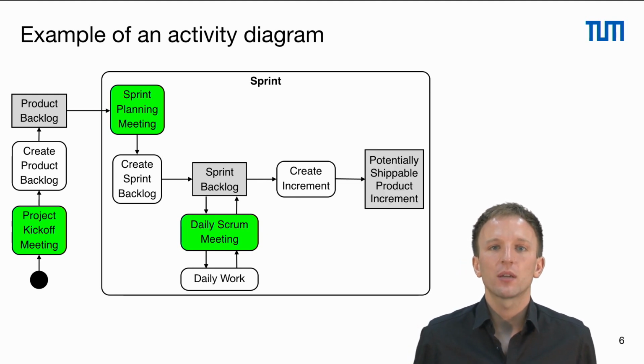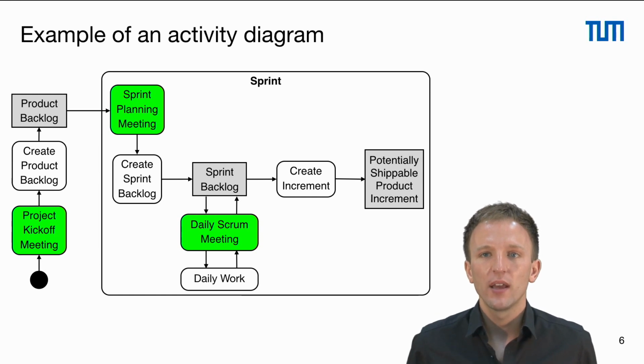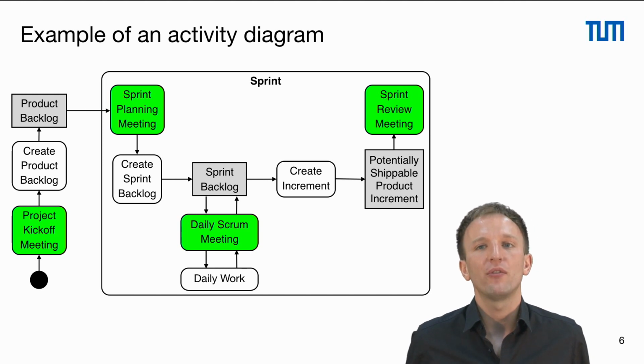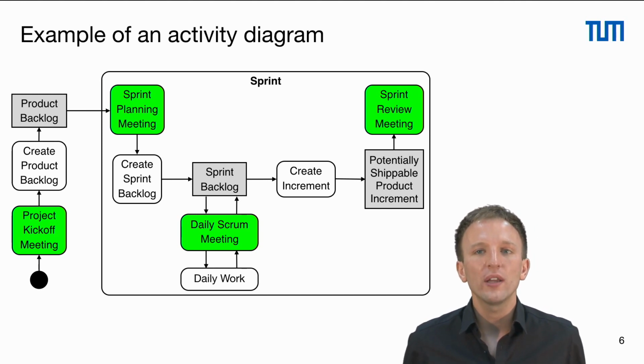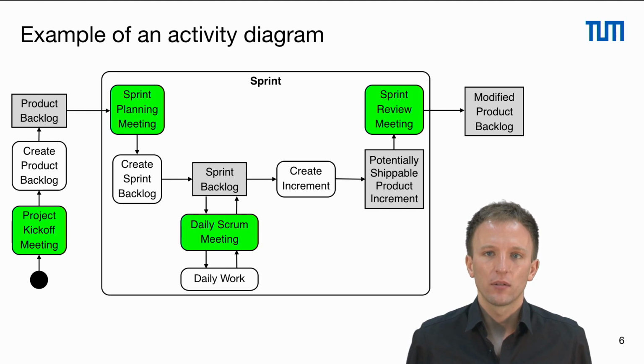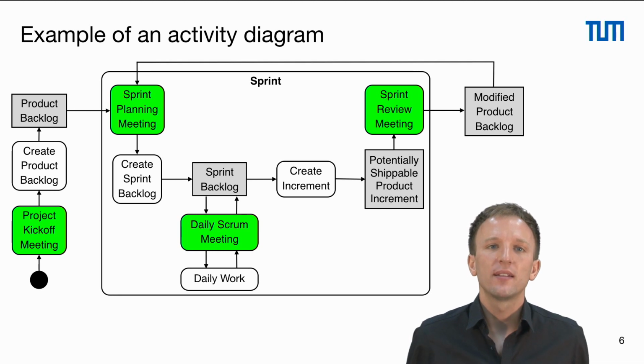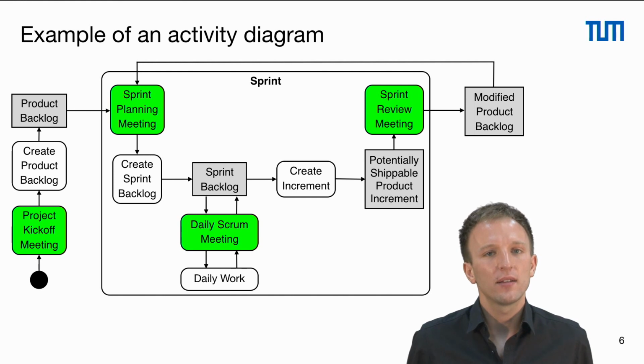So we have the object potentially shippable product increment that we show to the product owner in our sprint review meeting in order to obtain feedback that is used to modify the product backlog. And this product backlog is then the input object for the second sprint planning meeting. So here you can see an example of what you can actually do in UML activity diagrams. And this is a rather interesting example, so try to understand and try to recap it.